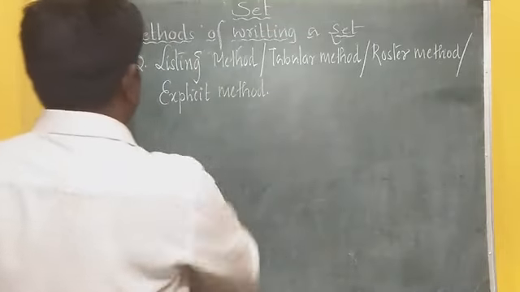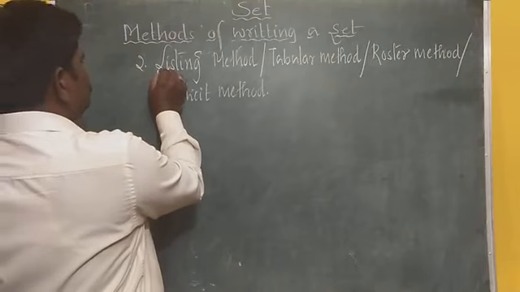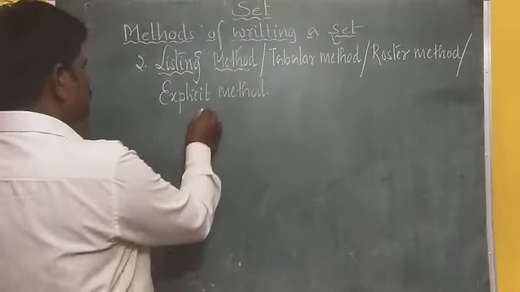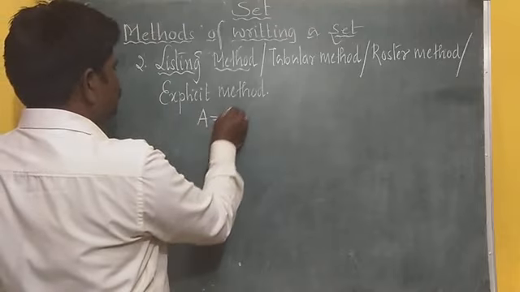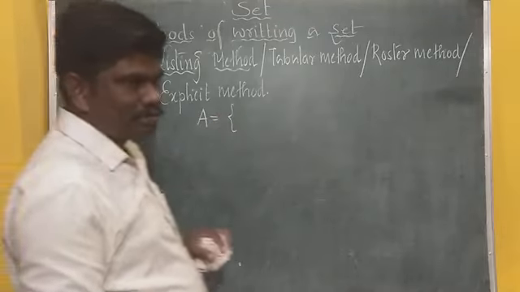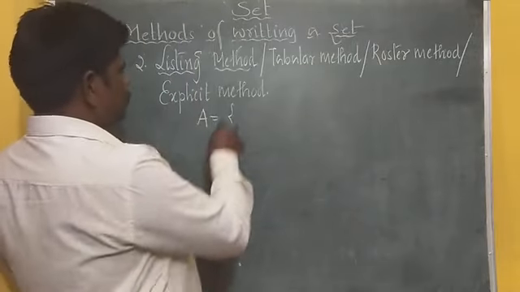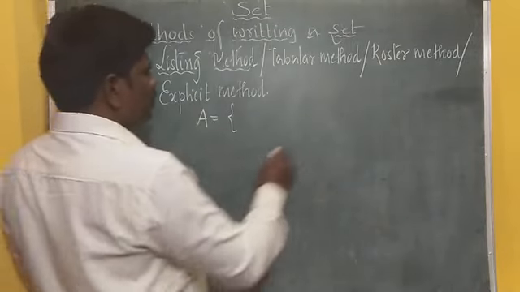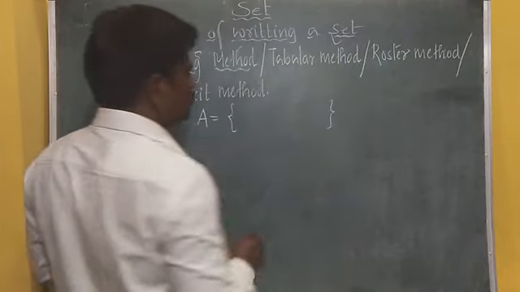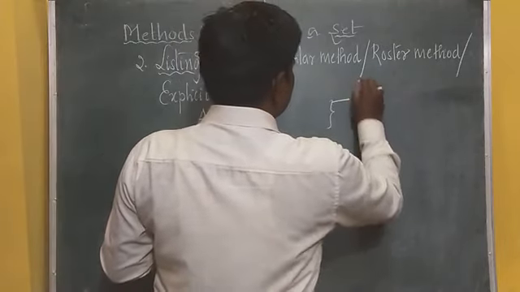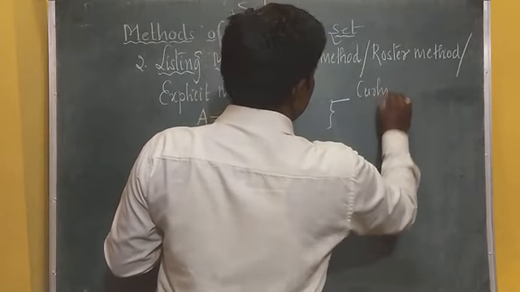In this method, the name suggests it, the listing method. So simple, right? Here you straight away write the elements within the brackets. Only this type of brackets must be used. What is the name of this bracket? Some call it a curly bracket.